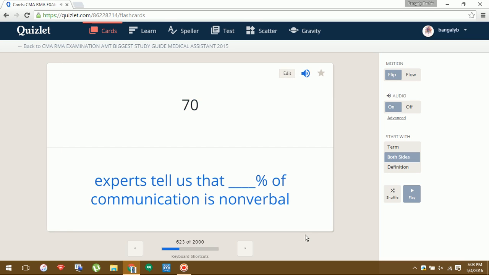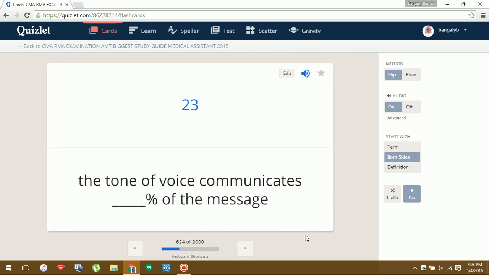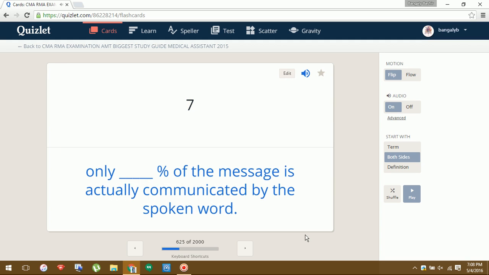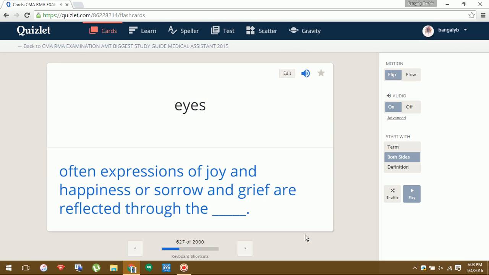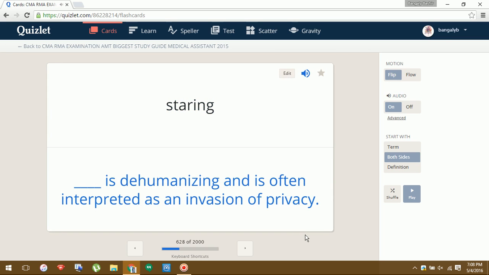70. Experts tell us that blank % of communication is nonverbal. 23. The tone of voice communicates blank % of the message. 7. Only blank % of the message is actually communicated by the spoken word. Facial expression. Blank is considered one of the most important and observed nonverbal communicators. Eyes. Often expressions of joy and happiness or sorrow and grief are reflected through the blank.